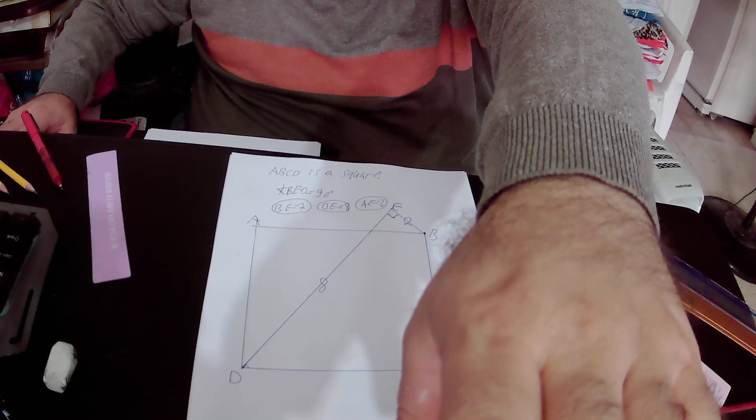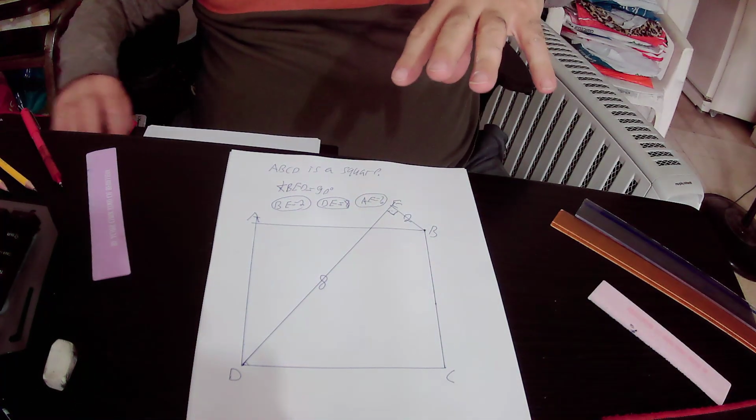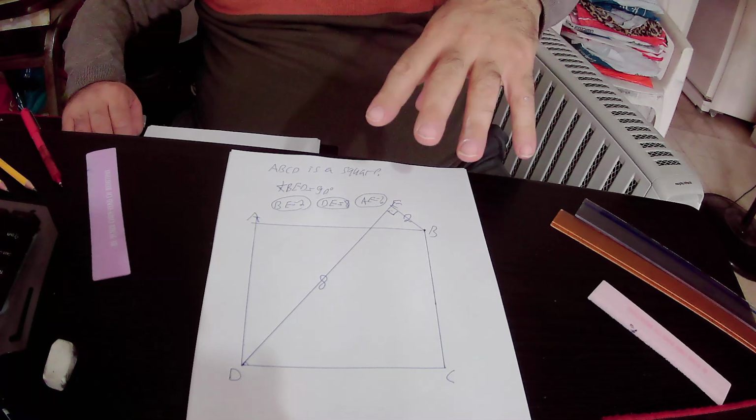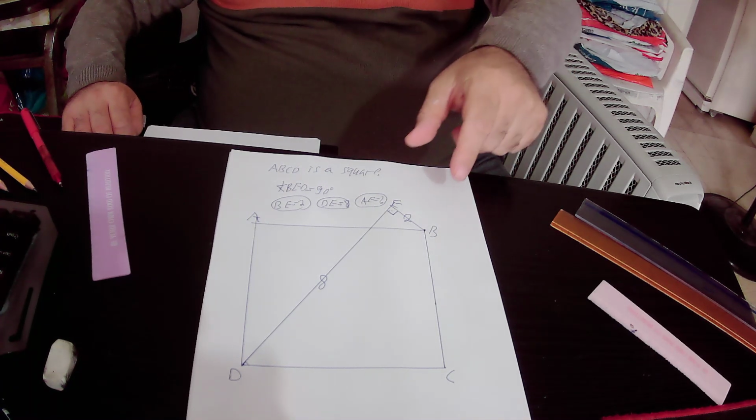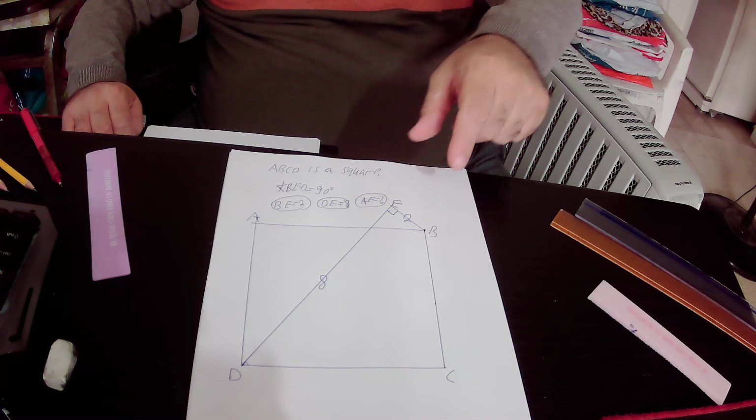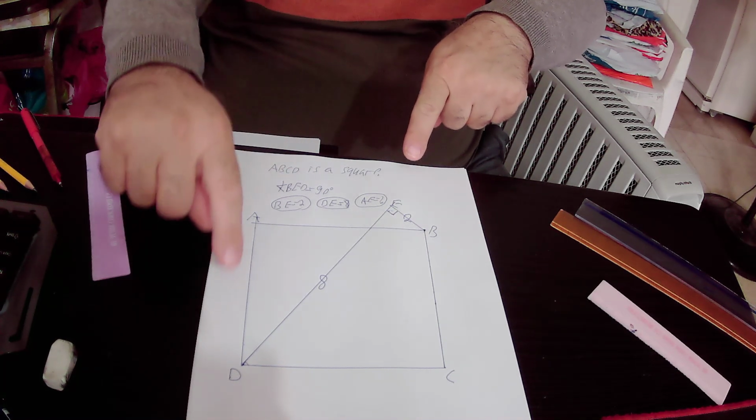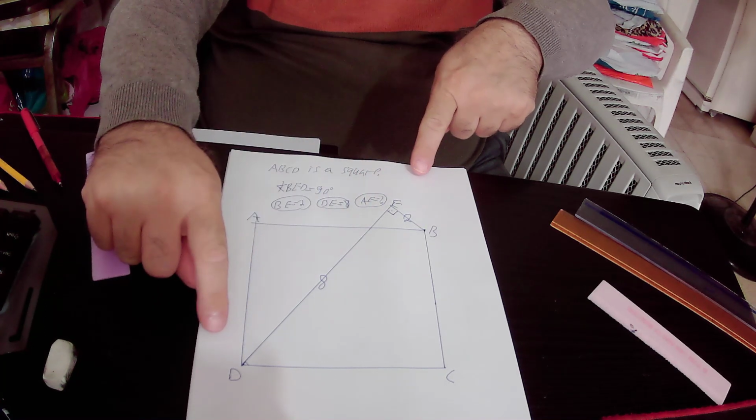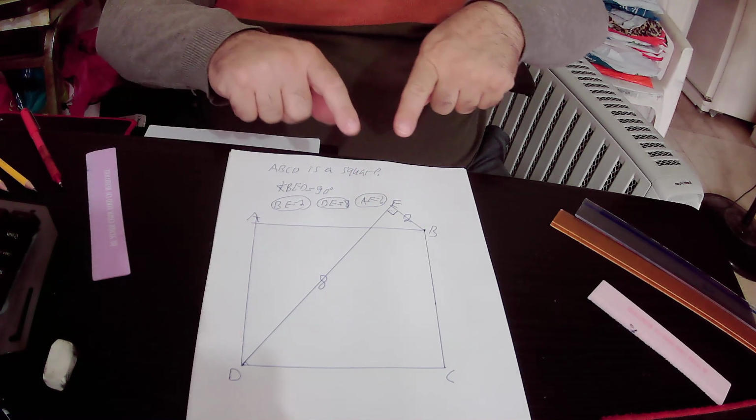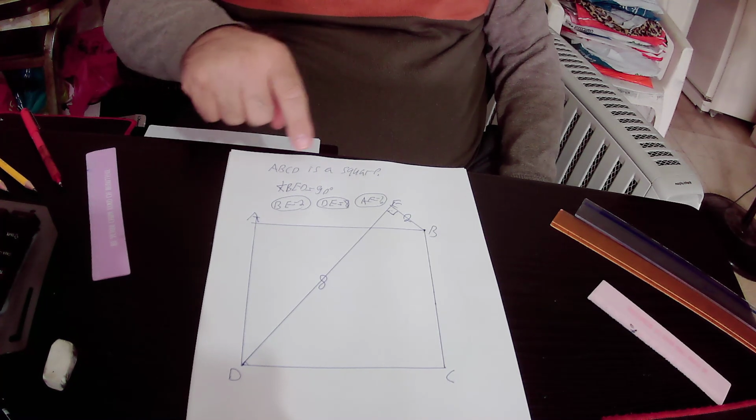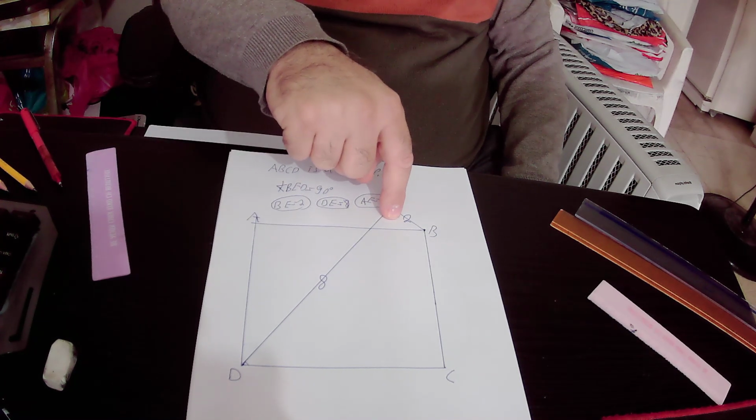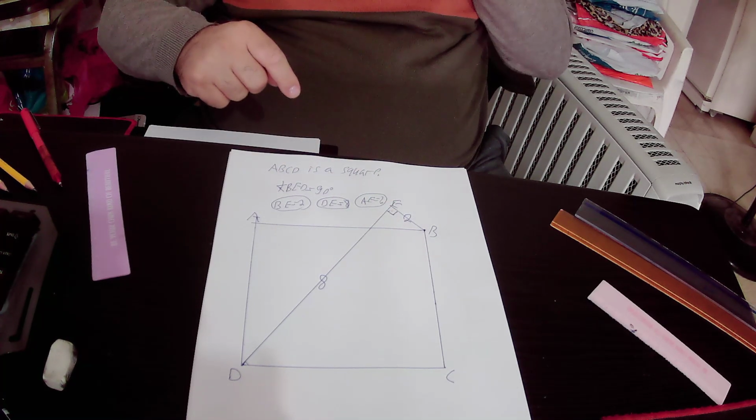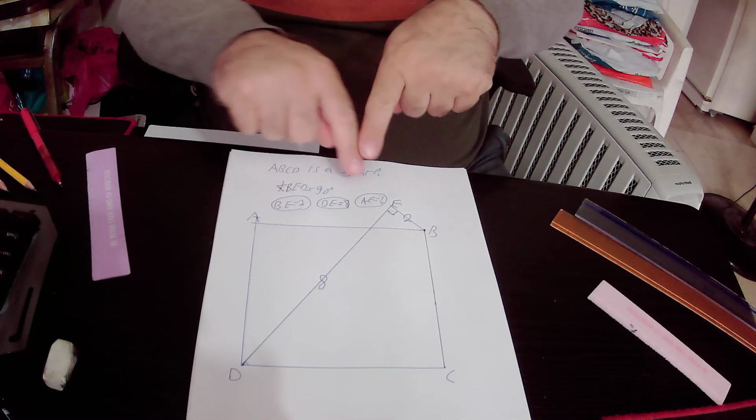Hello, in this lecture we will find out the size of line segment AE. In the drawing we have square ABCD. We know that line segment BE equals 2 units, line segment DE equals 8 units, and angle BED equals 90 degrees. It is a right angle, and we want to find the size of line segment AE.